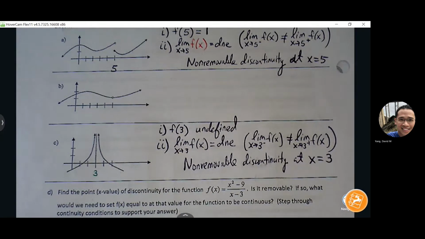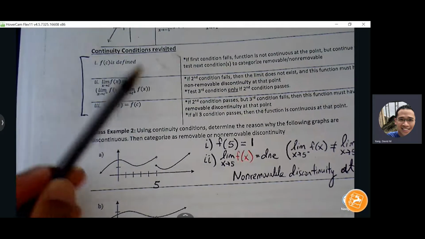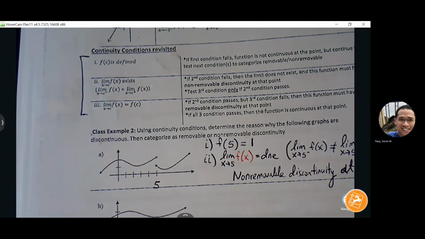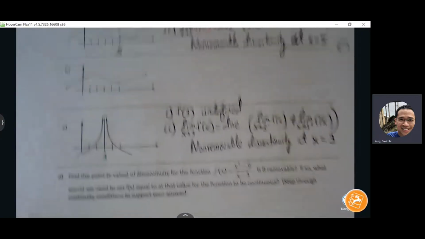Okay, questions there? So now we're going to explore continuity conditions without the graph in front of us and just relying on the expression. But we're still going to go through each of the steps exactly as we see it. We just now try to do it without the assistance of a graph, but instead with a function. All right, so let's look at part D.